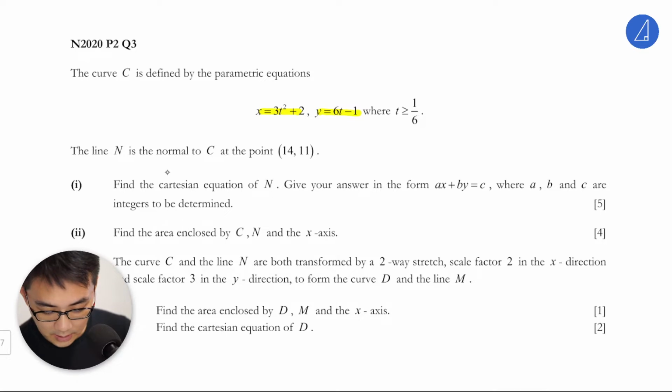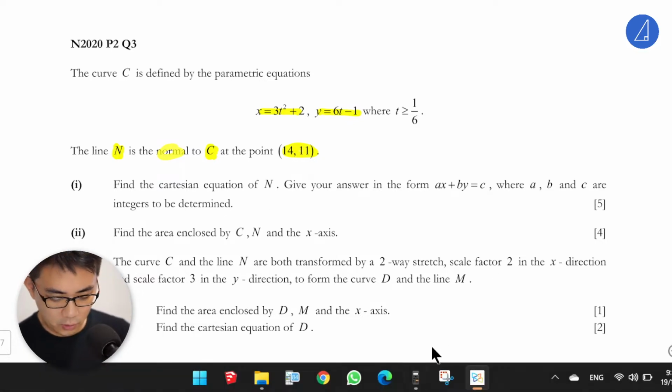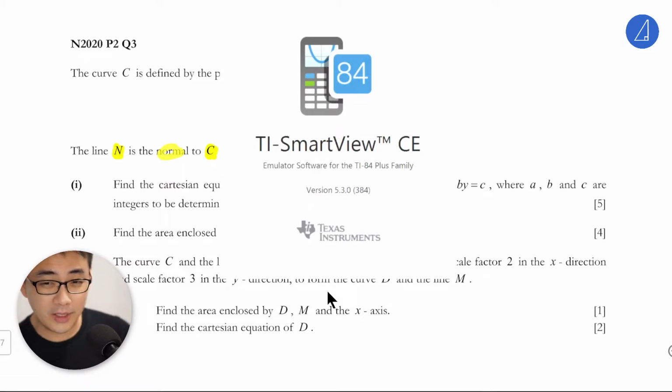The line n is a normal to C at the point (14, 11). So find the Cartesian equation of n. This is the normal, and I'll give you an answer in this form. First thing is you try and just plot this graph using your GC. Try to make sense of how it looks. I would suggest doing that.